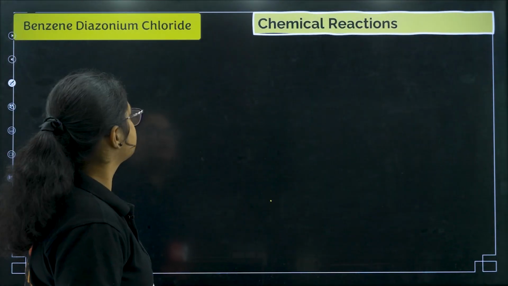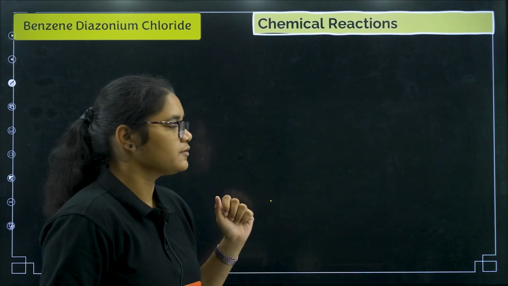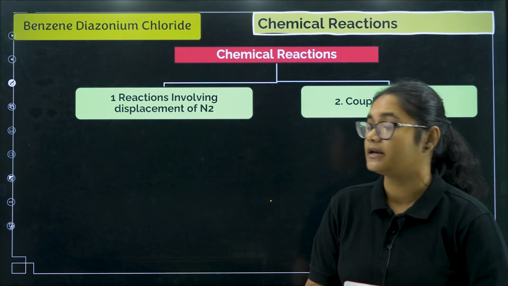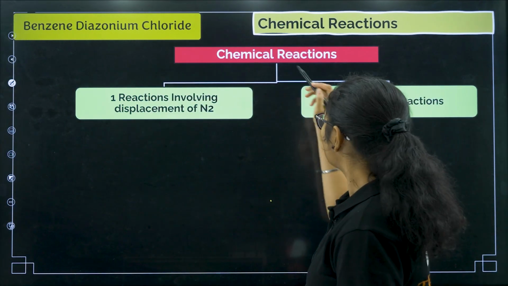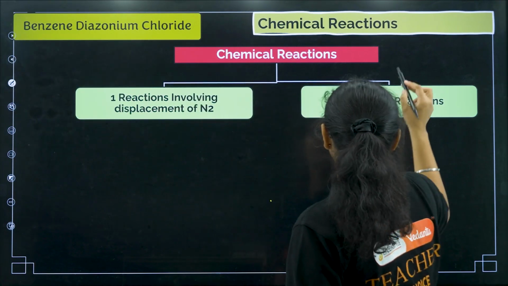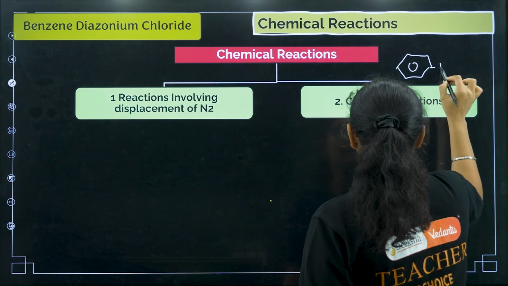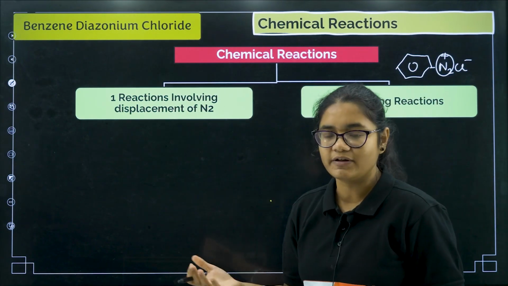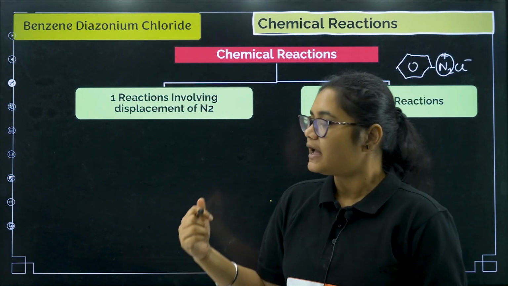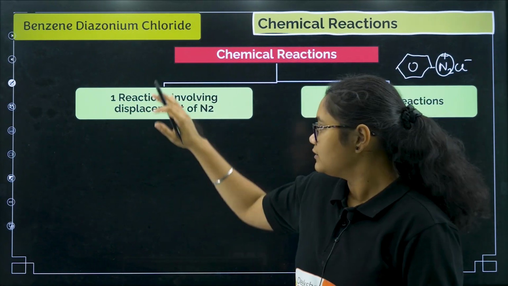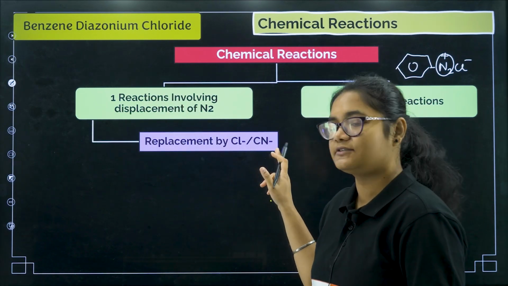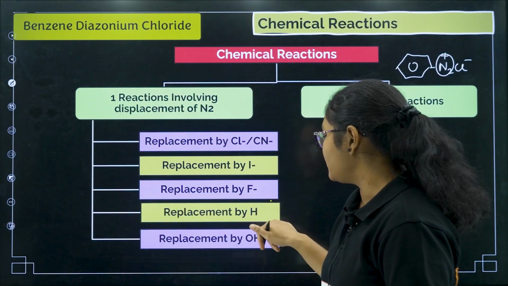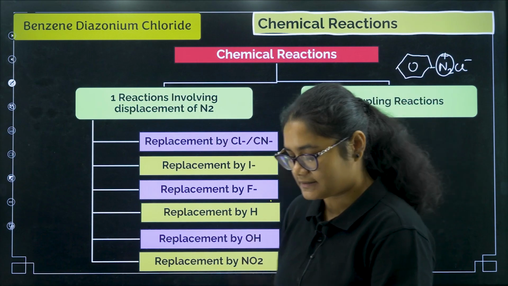Okay. Next, we'll go to benzene diazonium chloride and some of its reactions. Benzene diazonium chloride chemical reactions are of two types: reactions involving the displacement of N2+, and coupling reactions. What is benzene diazonium chloride? All of you remember the structure: it is N2+ and Cl-. There are certain reactions where this N2+ is removed and replaced with other ions or atoms. You can see replacement by Cl- or CN-, replacement by I-, replacement by F-, replacement by H, replacement by OH, and replacement by NO2 group. Let us see these reactions quickly.